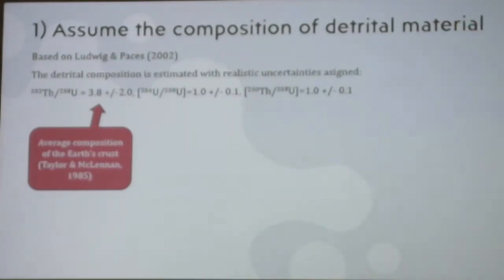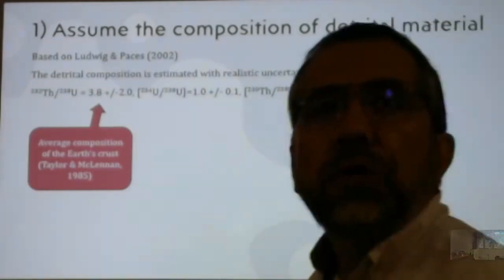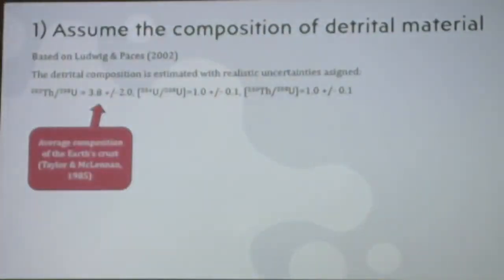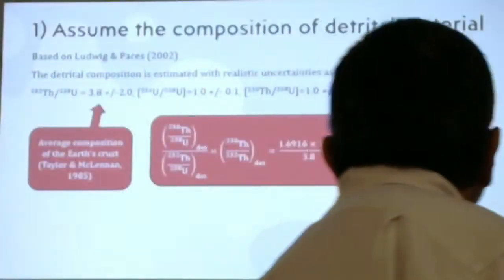And we can assume that it is at secular equilibrium or very close to secular equilibrium. So we can assume it's going to have uranium activity ratios of 1 plus or minus 0.1, plus or minus 1%, which is quite large actually. And thorium-230 to 238 is also very close to or at secular equilibrium. And this is the main assumption that they're making.